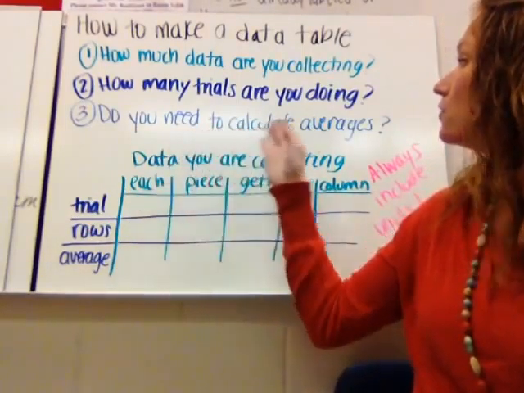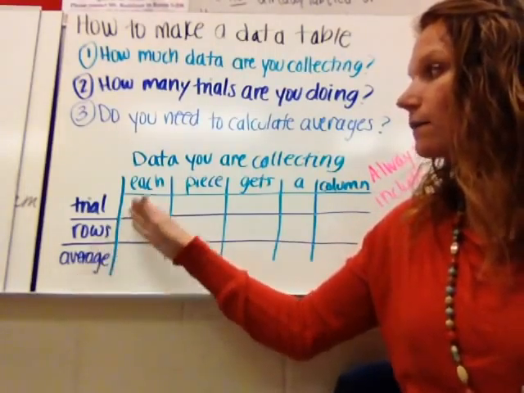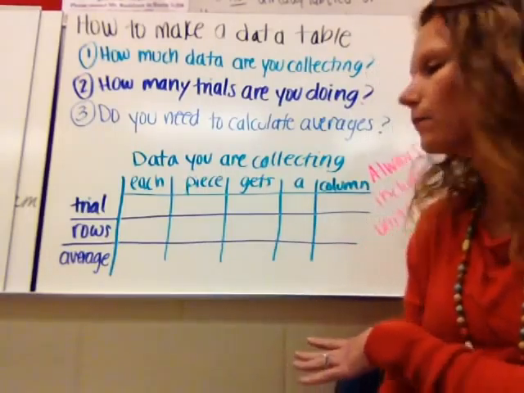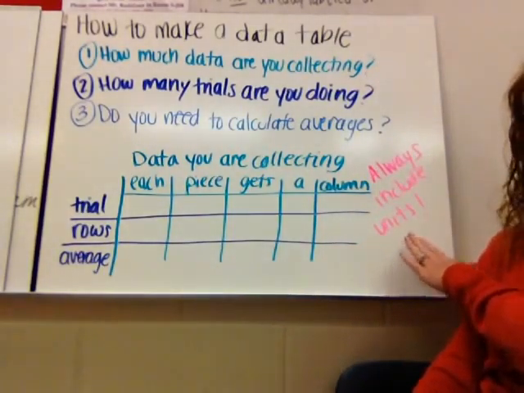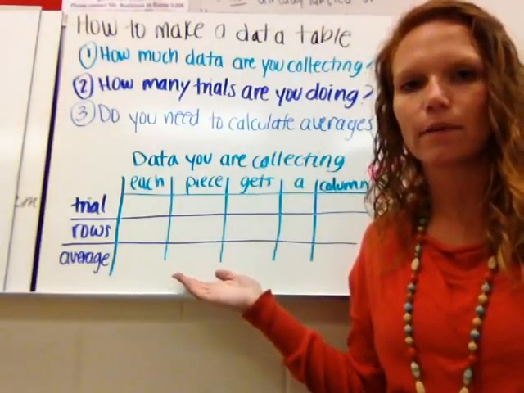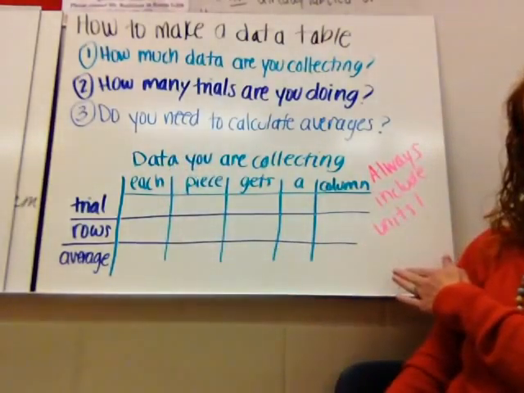Okay? And then do you need to calculate an average? If you need to calculate an average, it'll go at the bottom so you can easily calculate down. The most important part of a data table is to always include the units. And that's so that someone can take your data table separately and know what they're talking about. So remember, with a data table, 3 easy steps, and always include your units.